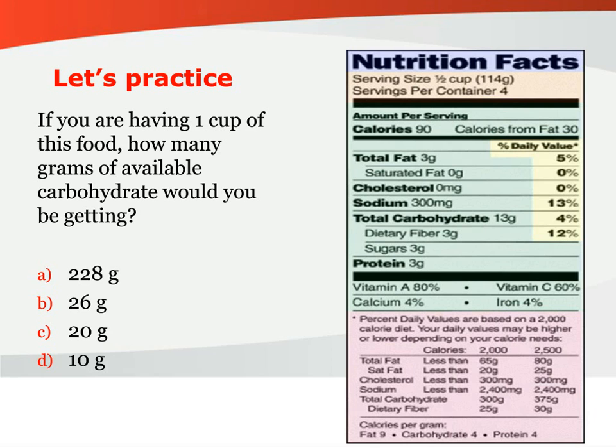All right, so this example, the next one, is another interactive example, and it's going to be a little bit trickier because we've got to look at both the serving size and the fiber. So in this example, the nutrition facts label is for half a cup. We've got the total fiber, we've got the total carbohydrates on our nutrition facts label, and then the example says, if you're having 1 cup of this food, how many grams of available carbohydrate would you be getting? So I'll give everyone a few minutes to take a look at this.